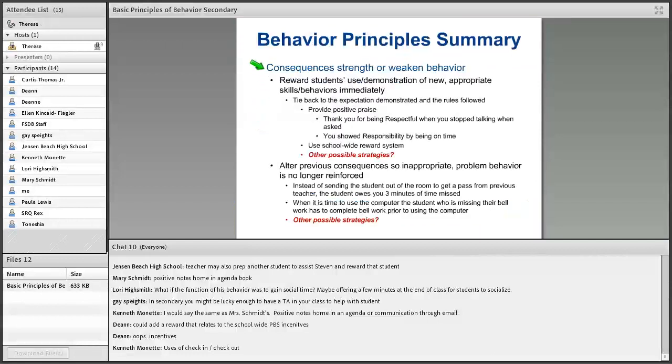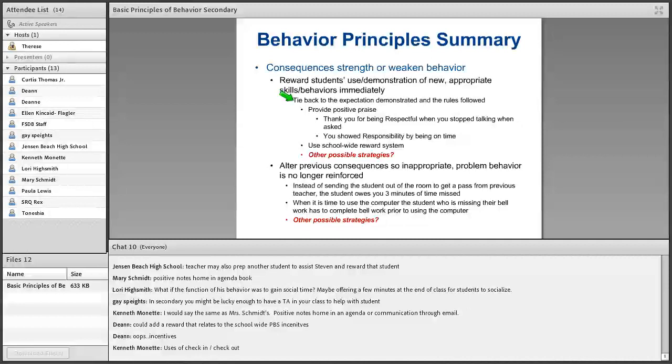So in summary, the big ideas to take away from today are that consequences will strengthen and weaken behavior. So you want to reward students' demonstration of new appropriate skills and behaviors immediately, as often as possible, which should be all the time, tied back to the school-wide expectation that the student is demonstrating. Because if they're learning what those school-wide expectations mean all throughout the school, and then you're using those expectations when you're dealing with a specific problem behavior for a student, then they're going to apply what they've learned from other parts of the school to their own specific situation, and vice versa.